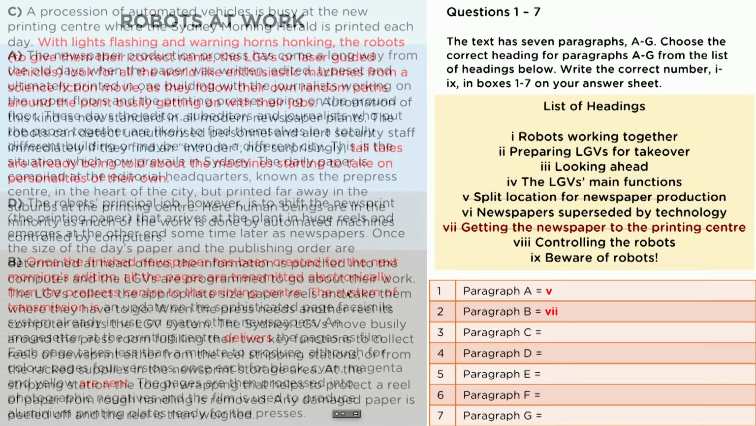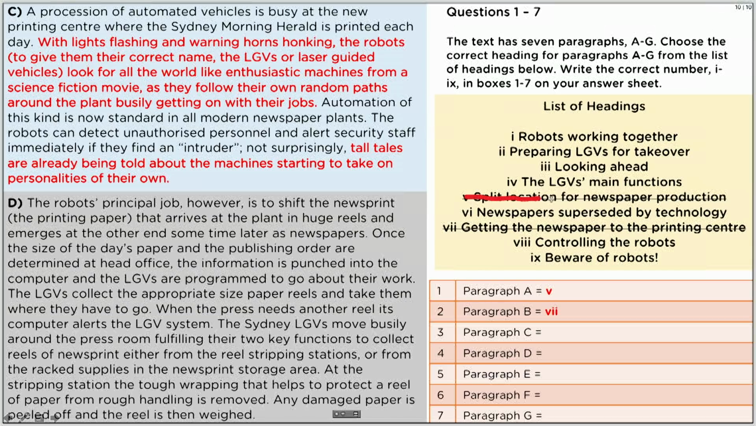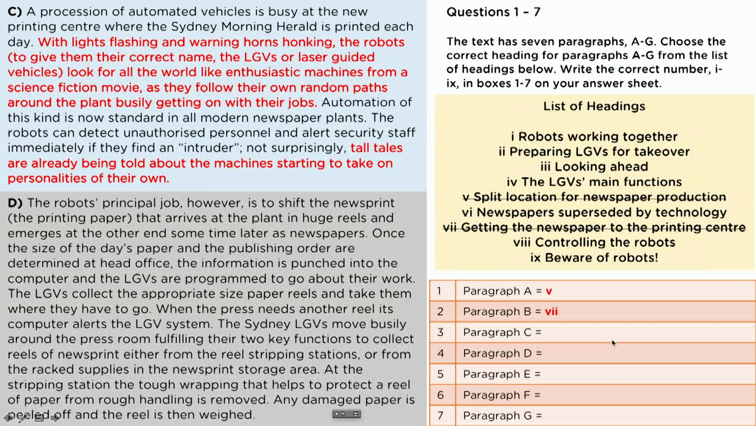Let's have a look at paragraph C. These are the key sentences. By the way, you can see that I have struck out these 2 headings here. And you might want to do that on test day. When you use a heading, strike it out. There's no instruction here that says you can use the same heading more than once. So as soon as you use one, you strike it out because then it increases your chances for the other headings. Here we go. Here are the key sentences.